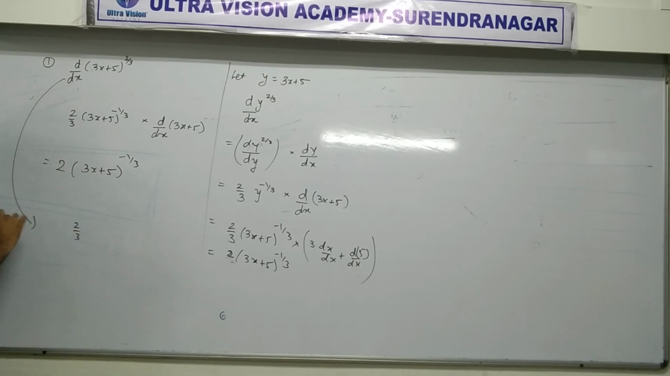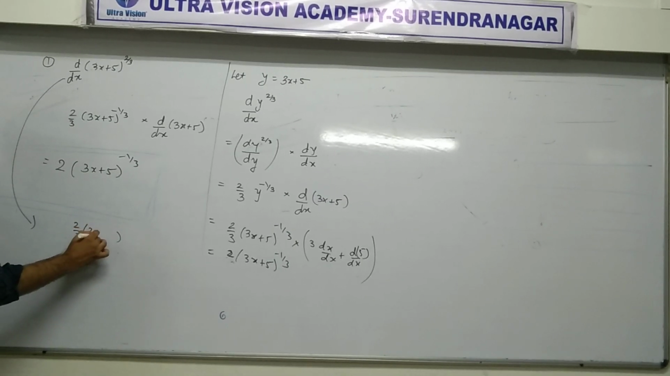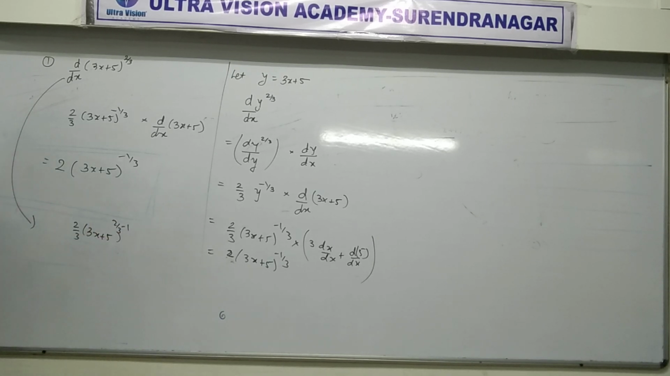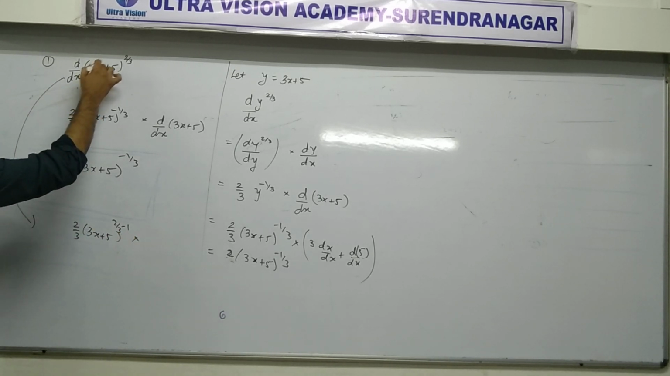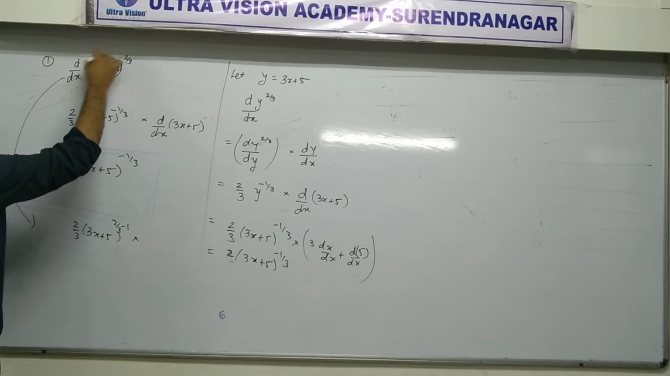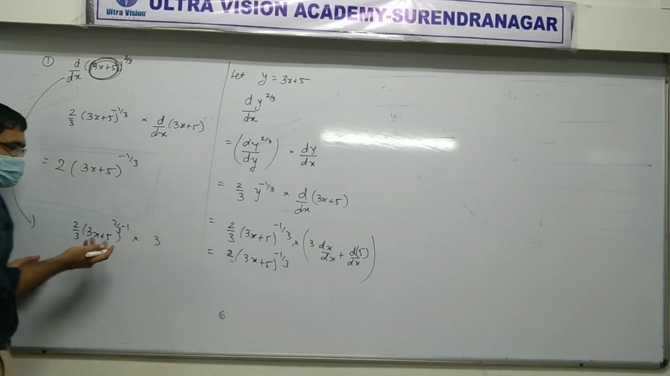So accordingly, this shall become 2 by 3 first of all, and then something raised to, where something is 3x plus 5, raised to 2 by 3 minus 1. This part is clear? Yes. But after this, we will take that something, this is the something, isn't it? Differentiate. What is the differentiation of 3x plus 5? It is going to be 3 plus 0. Correct or not? So 3 plus 0 means 3. Multiply that.